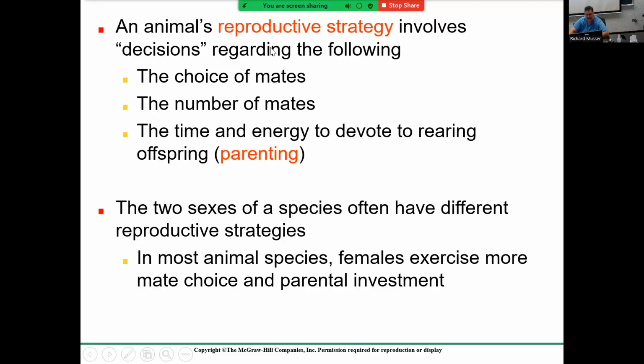Animal reproductive strategy involves decisions regarding the following: choices of mates, number of mates, and the time and energy devoted to rearing offspring. So I think choosier mothers, I guess you could say, again, this is just putting it into simple human terms. It's more complex than this. If there's a lot more care needed for offspring, the females tend to be more choosy. That makes sense. And the less care that's needed, and you're going to put out thousands of eggs, probably the less choosy that species is. So if you're only going to have 2 or 3 kids, you're going to probably be a little more choosy in theory.